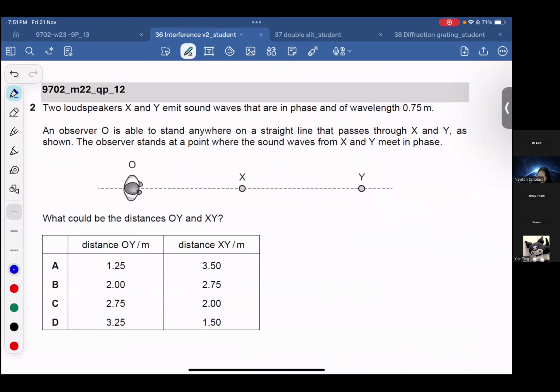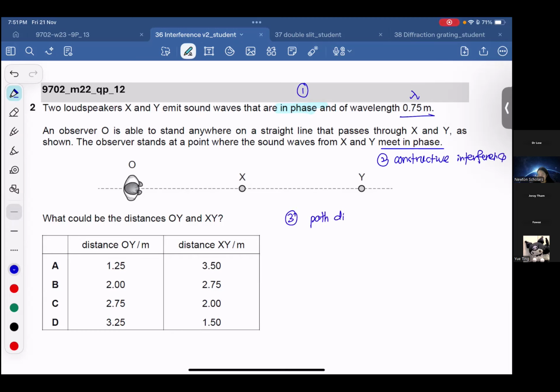Next, two loudspeakers. We have two loudspeakers emitting sound waves that are in phase. First step, we know they are in phase, and they give the wavelength. An observer O is able to stand anywhere on a straight line that passes through X and Y as shown. The observer stands at a point where the sound waves from X and Y meet in phase. When they meet in phase, that means crest meets crest and trough meets trough. That is the meaning of in phase, so we form constructive interference.